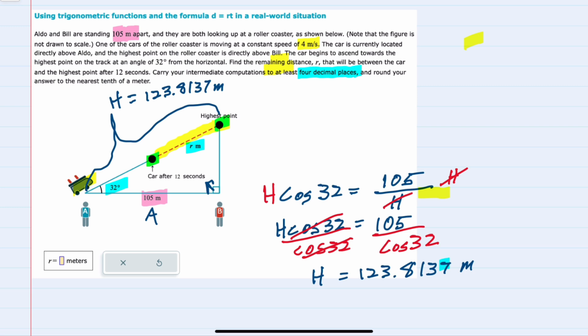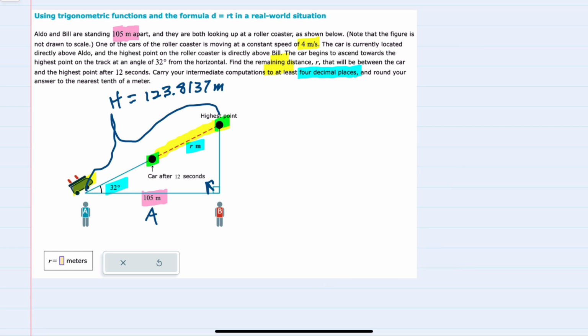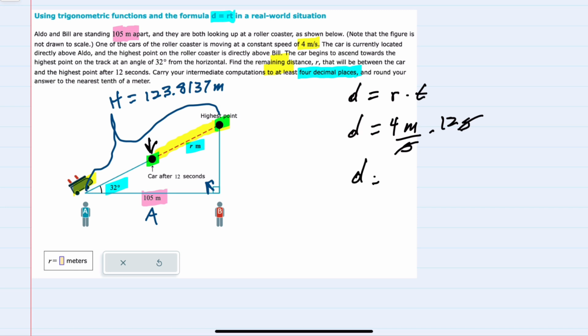But recall that we are only looking for this distance, r, the remaining distance, after the car has been traveling for 12 seconds. And this is where we can use that formula d equals r times t, distance equals rate times time, because at this point, we know the rate is 4 meters per second, and the time, it has been traveling for 12 seconds. So those seconds cancel, and our distance traveled here will be 4 times 12, or 48 meters.